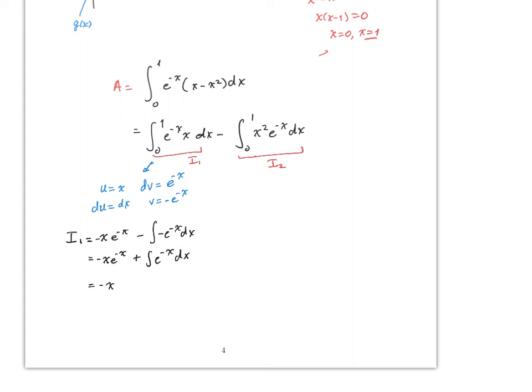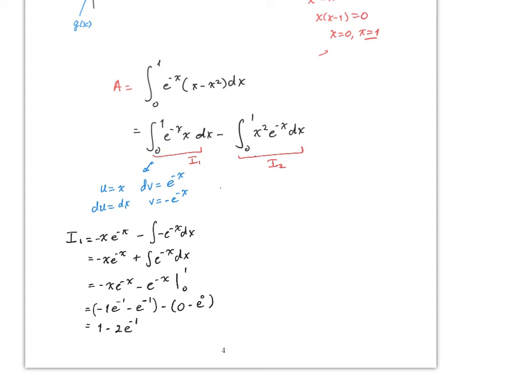which will be minus x e to the minus x minus e to the minus x from 0 to 1. So notice that if you plug in 1, it will give you minus 1 e to the minus 1 minus e to the minus 1. And then if you plug in 0, it will be 0 minus e to the 0. So this is technically 1 minus 2 e to the minus 1.